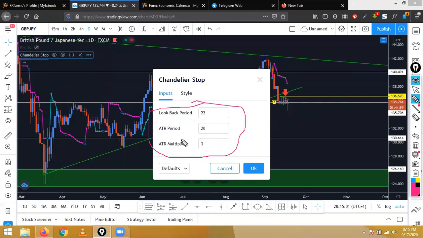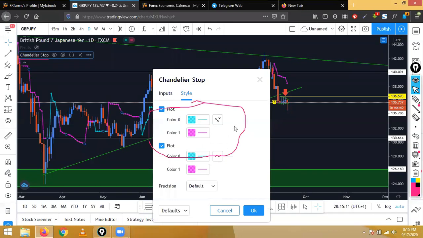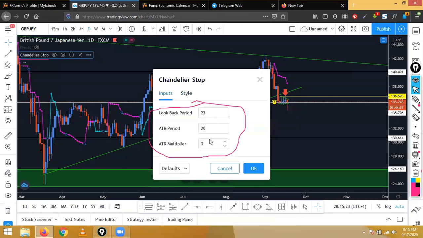So copy this down. If you are done copying the settings there, you can also play with these colors. You can change it from maybe green to black or whatsoever. It depends on how fanciful you like your chart to be. So you can change the colors here, but these figures here are the main stuff.